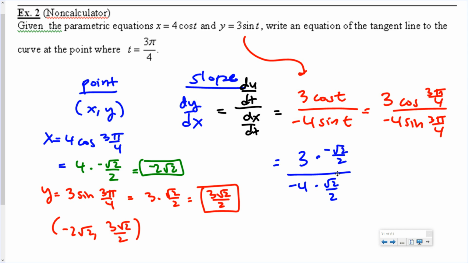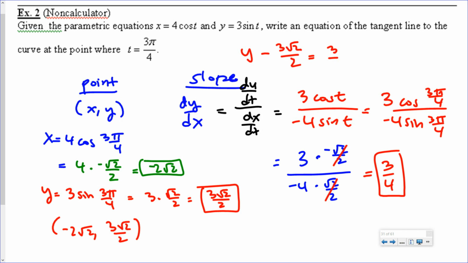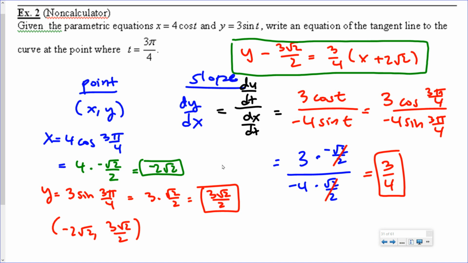So, okay, guys, square root of 2 over 2 divided by square root of 2 over 2 is 1. What's negative divided by negative? Positive. So what is your derivative here? 3/4. We're not done yet. What did they ask us for? Equation of a tangent line. So go ahead and write it. It's y minus y1 is equal to the slope times x minus x1. And there is my final answer. Okay. Tedious, but not hard, right? You guys can do this.